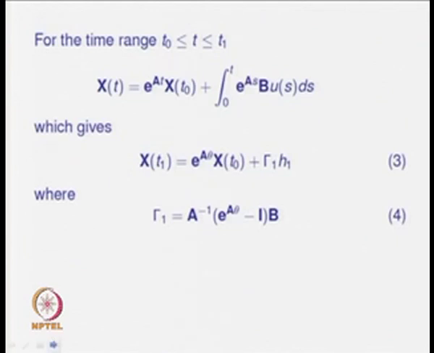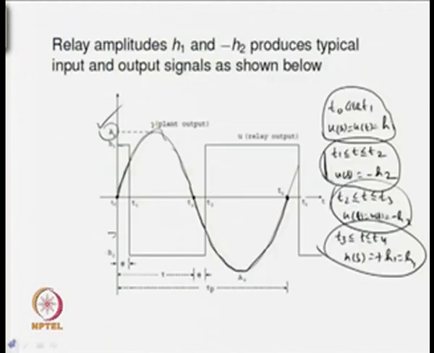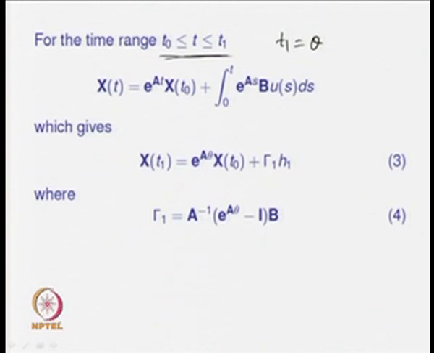Now, I will start my analysis for different time ranges. So, for the time range t0 to t1, where t1 is equal to theta. Please keep in mind that at time t equal to t1, we have time t equal to theta. For that time range, the solution of the state equation can be given by this simple expression, where x(t) is equal to e to the power A t x(t0).